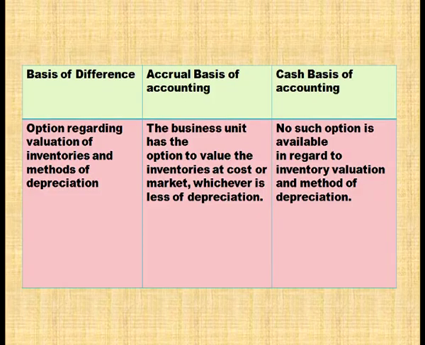Option regarding valuation of inventories and methods of depreciation are considered. When it is considered as a basis, we have to say, in accrual basis of accounting, inventories can be valued at cost price or market price, whichever is less. And in the valuation of depreciation, different methods like straight line method and diminishing balance method can be used. No such option is available in cash basis of accounting in regard to inventory valuation and method of depreciation calculation.